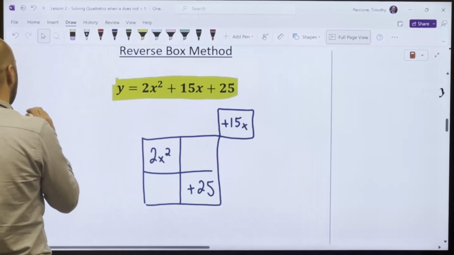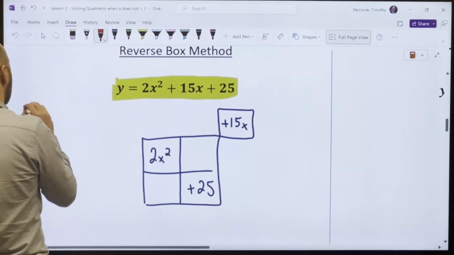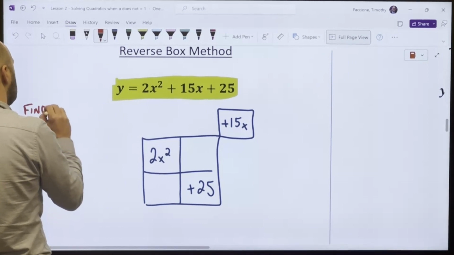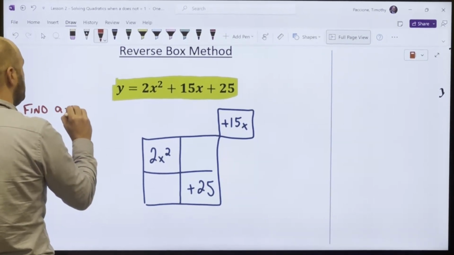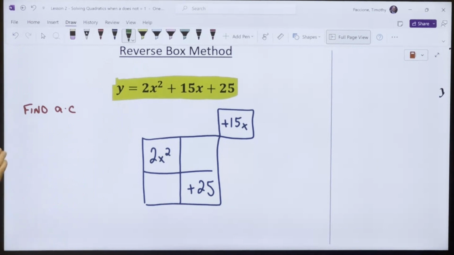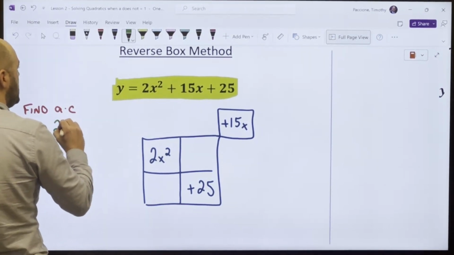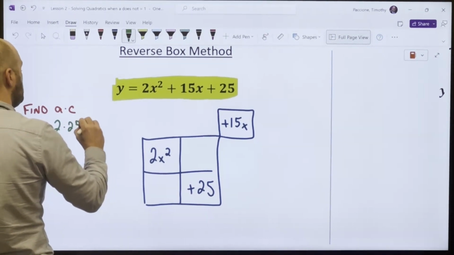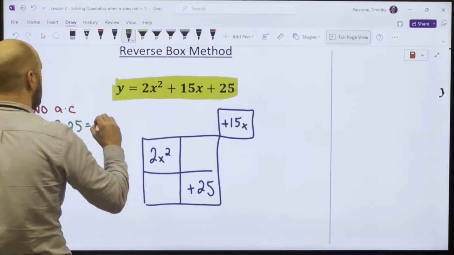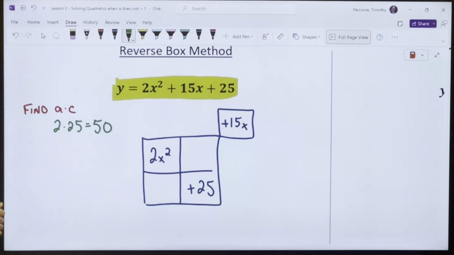Now we got to do some side work. We're going to find a times c. Okay? So in our case, what's our a? And what's our c? What is 2 times 25? 50. Okay. So that's our new target.